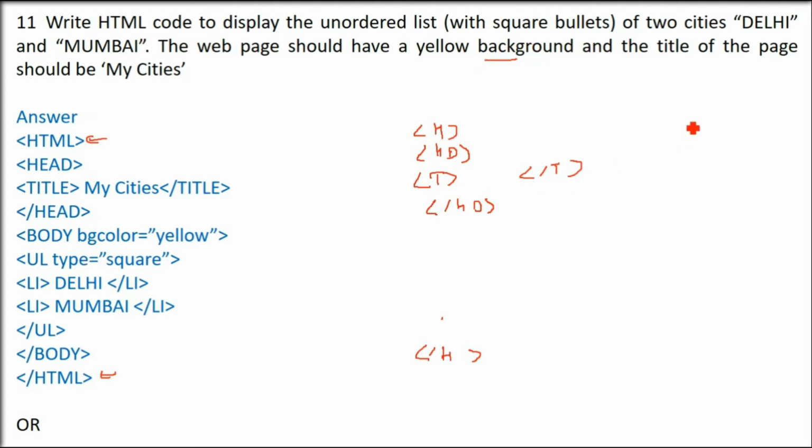So now you have a tag body. So this web page, the color will be yellow. And the title of the page should be My Cities. So whatever you are writing My Cities, I'll show you where it is going to come. An unordered list also you have to make.